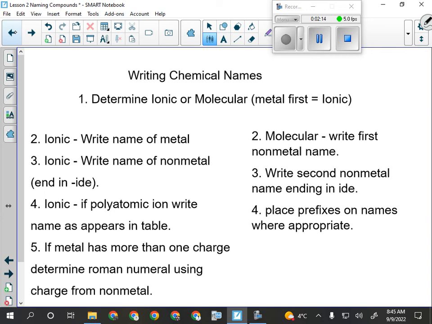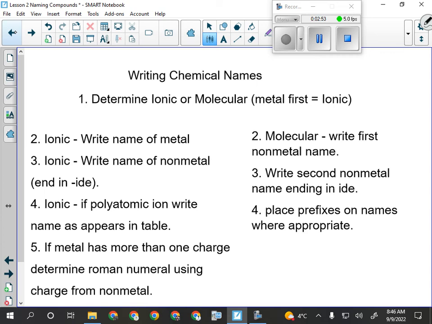The first step is to determine whether it is ionic or molecular. We determine that by looking for the presence of a metal or a positively charged polyatomic ion. Basically, ammonium would be your only exception to that rule. If it's got a metal in it, it's definitely ionic. Then step 2 is write the name of the metal, step 3, write the name of the nonmetal. For step 4, if there's a polyatomic ion, write the name as it appears in the table.